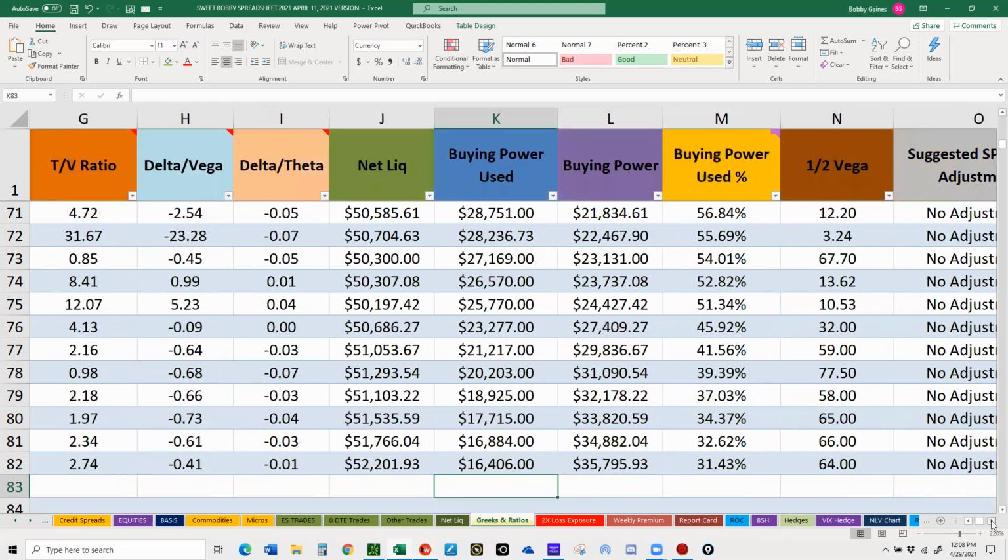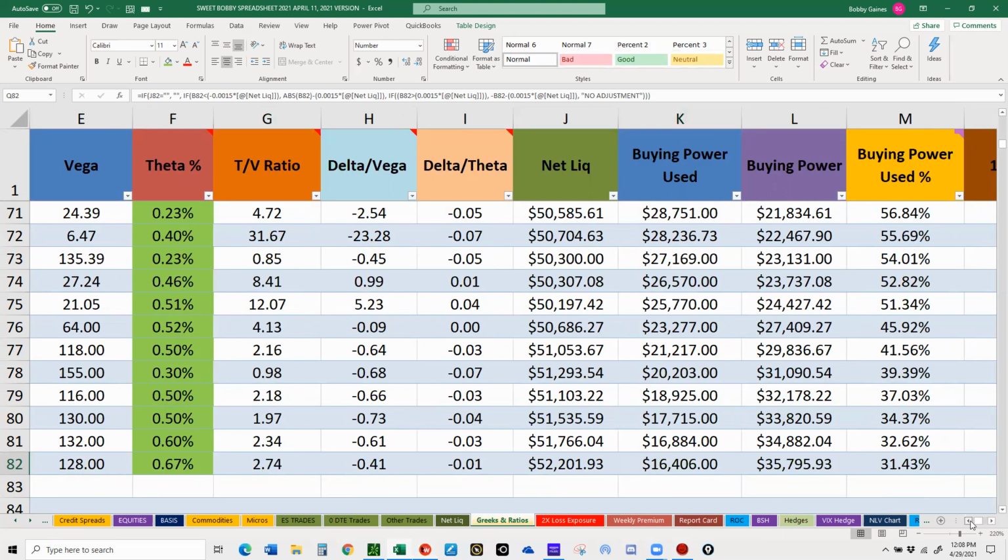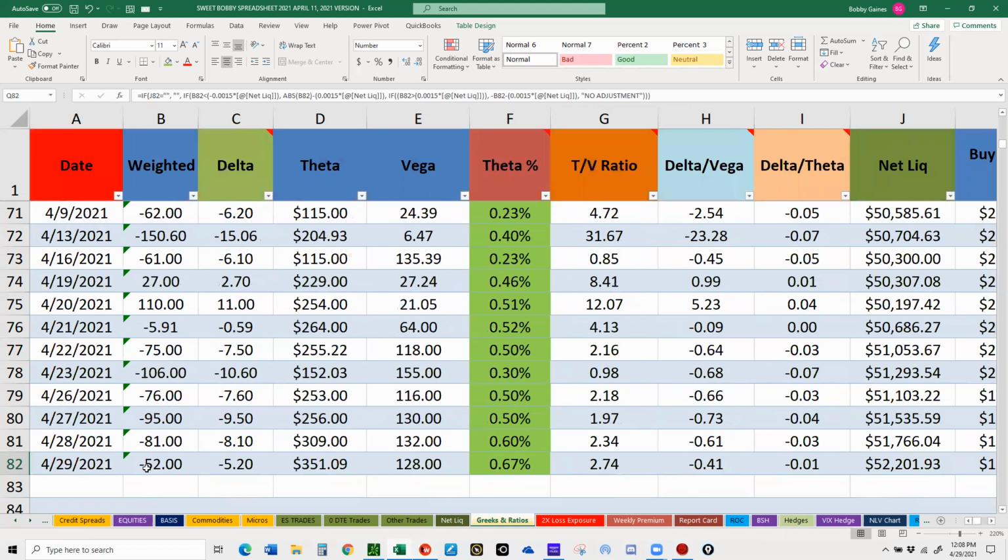I mean, look at this. No adjustment necessary. I could just sit here today. I don't have to close anything if I don't want to. I mean, it just looks great, right? I mean, just perfect.